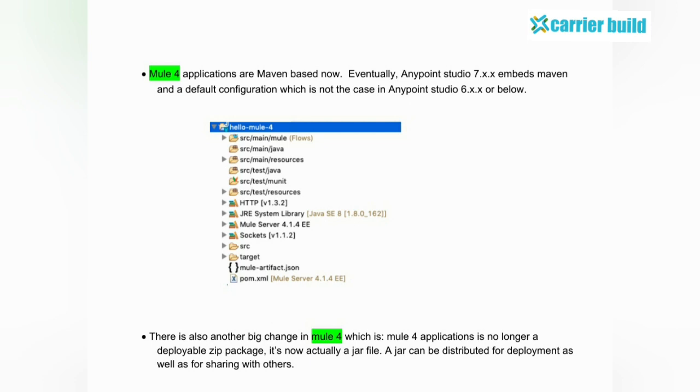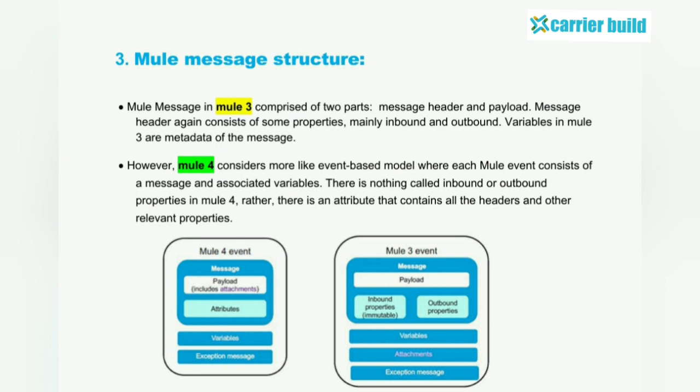Next comes the Mule message structure. The Mule message structure in Mule 3 comprised two parts, message header and payload. The message header again consists of some properties, mainly inbound and outbound. Variables in Mule 3 are metadata of the message.